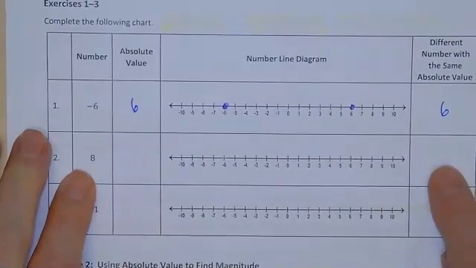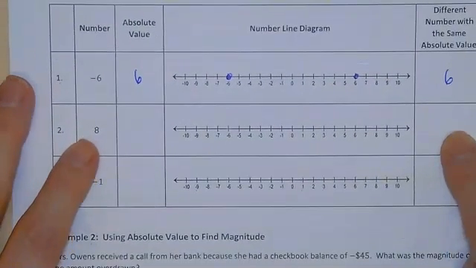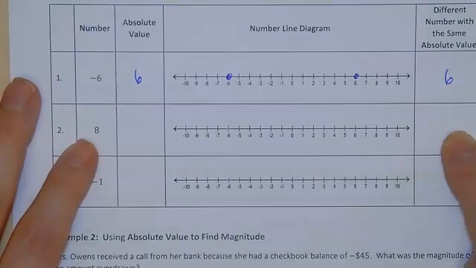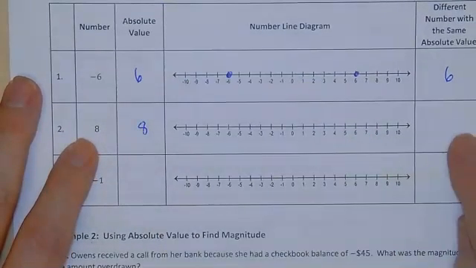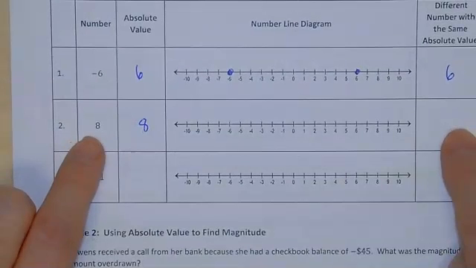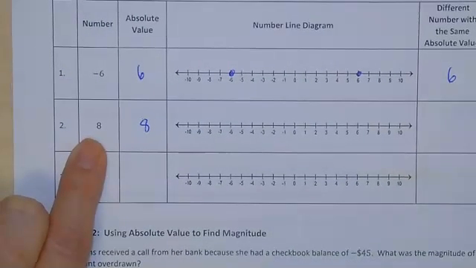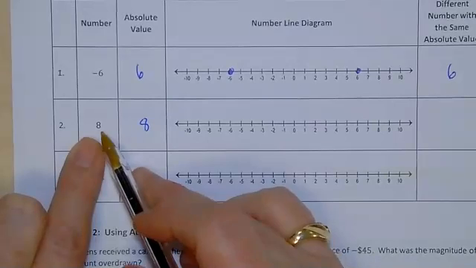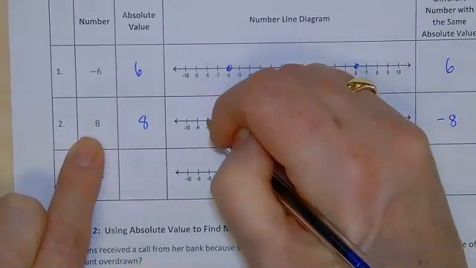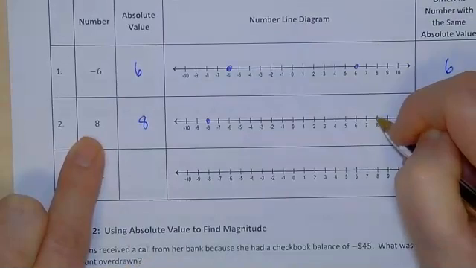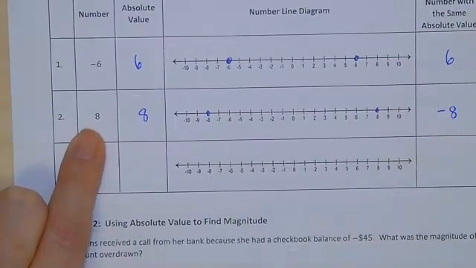How about this one? 8. What's the absolute value? How far away from 0 is 8, Mariana? 8 spaces away from 0. What other number is 8 spaces away from 0 besides +8? Parker? No, that is +8. What's the other one? Yep. And you can mark them both on the number line. They're both the same distance away from 0, which means they both have the same absolute value.